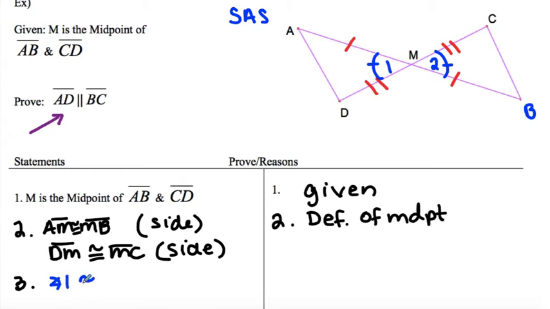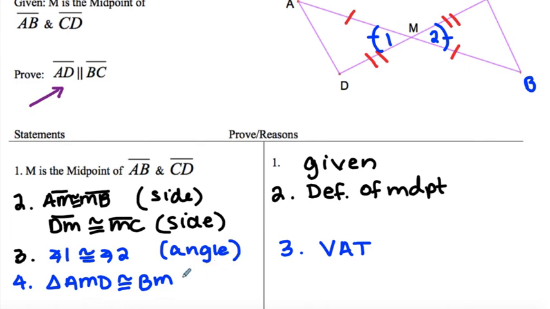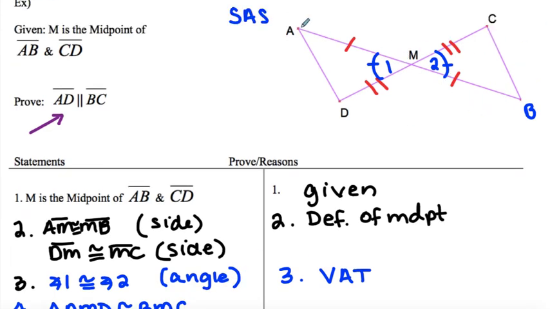Angle 1 is congruent to angle 2. That's an angle, and that would be because of the, hopefully you said out loud, vertical angle theorem. Vertical angles are congruent, are equal, right? All right, so that's enough to prove the triangle congruency. Triangle AMD is congruent to triangle BMC. Make sure on that one that you follow order, so AMD would have to go with BMC.